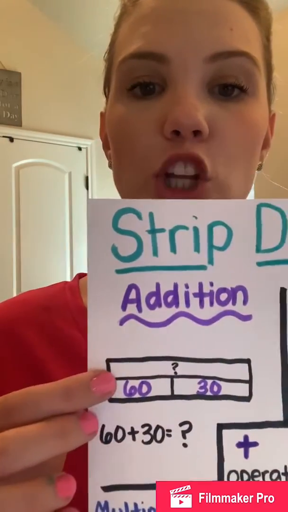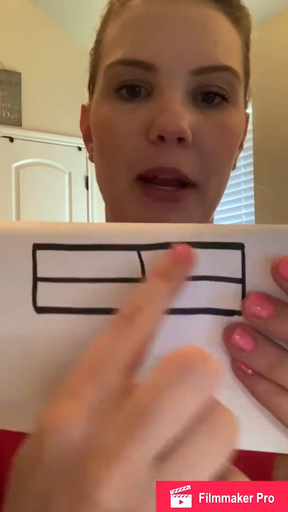When you are looking at a strip diagram, and I'm just going to show you this basic strip diagram right now, there are some things that you need to know. When you think back to your 2nd grade year, you might have heard of the word part whole. In 3rd grade, instead of calling it a part whole, we call them strip diagrams. Part whole are put together to be called a strip diagram.